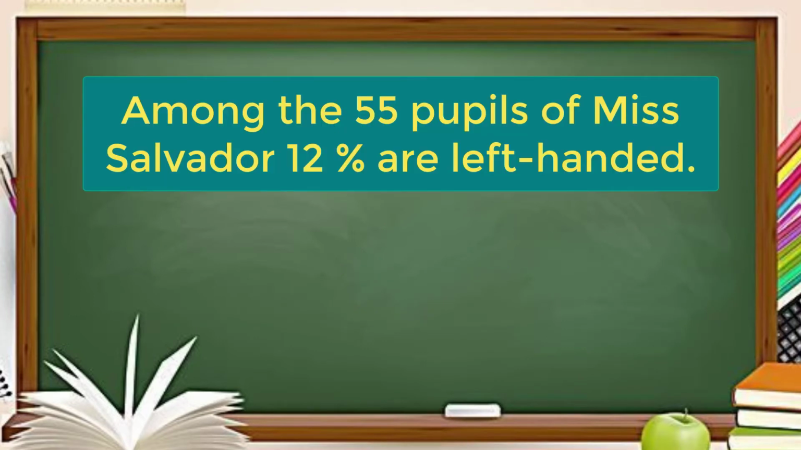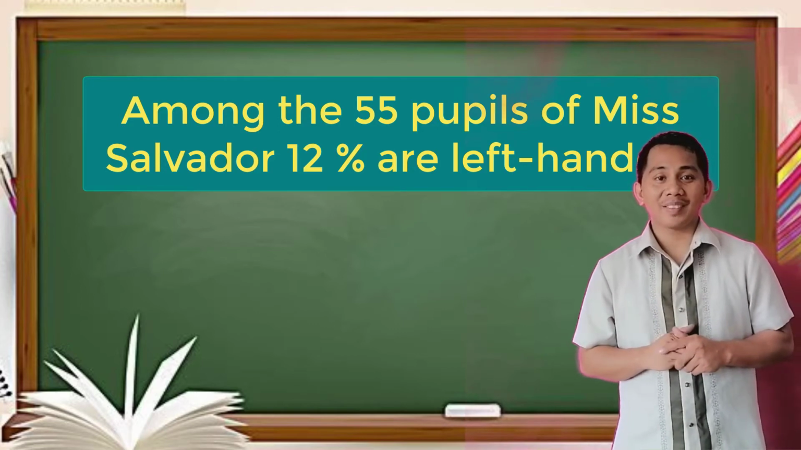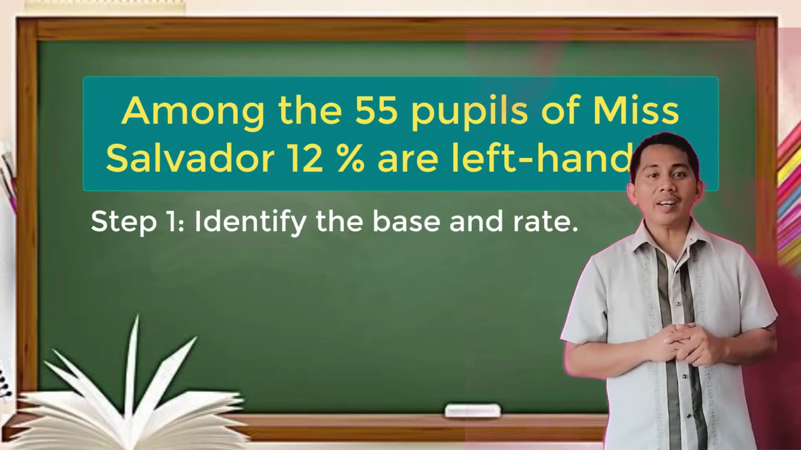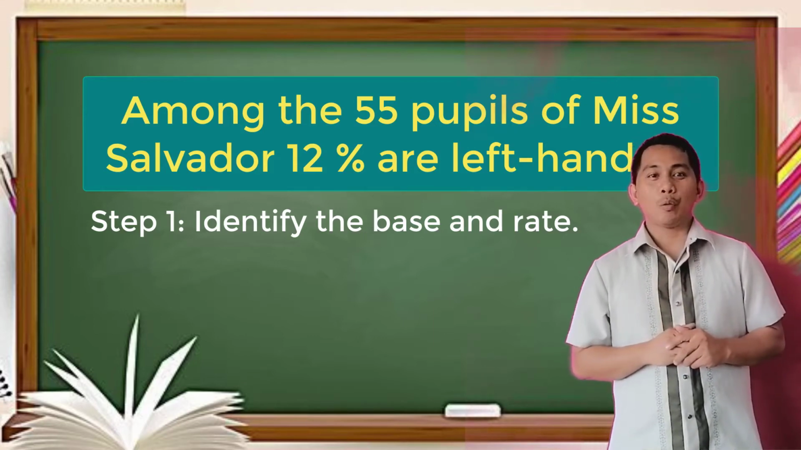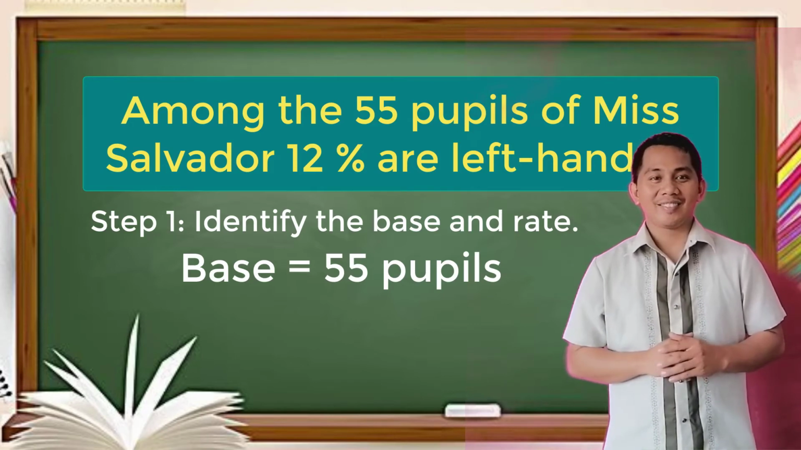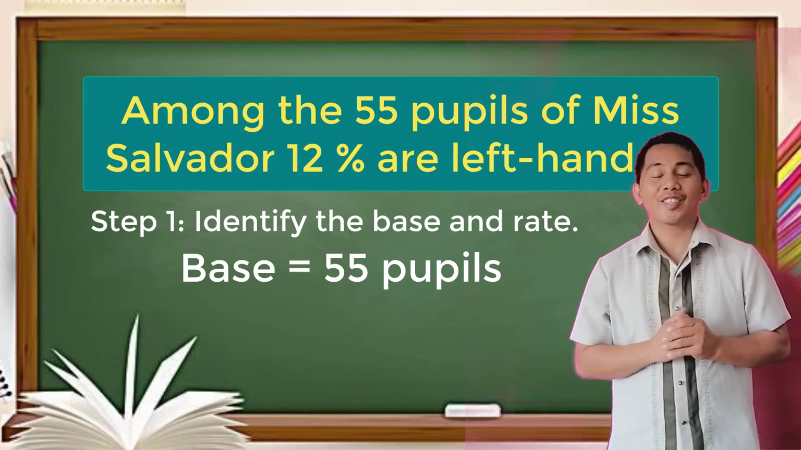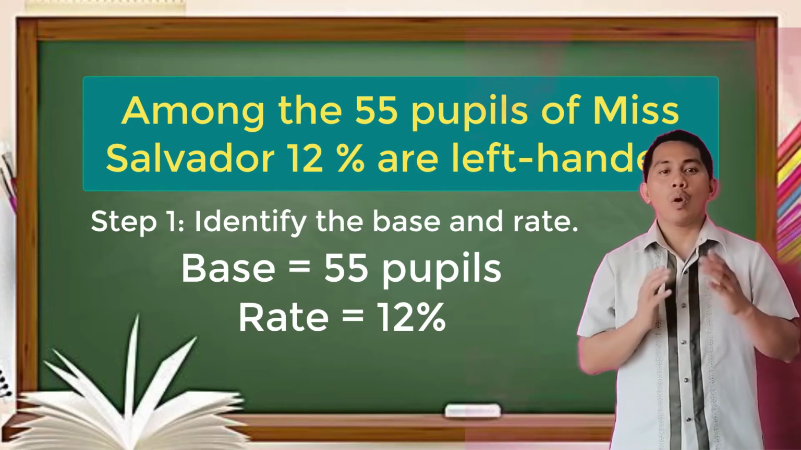How about this problem? Among the 55 pupils of Miss Salvador, 12% are left-handed. How many are left-handed? What is the first step? Yes, step 1, identify the base and the rate. And what is our base? That's right, it's 55. And our rate? Correct, rate is 12%. What is step 2?